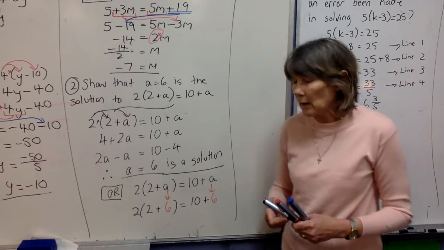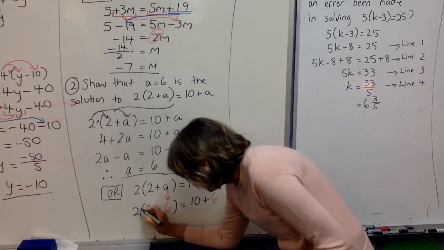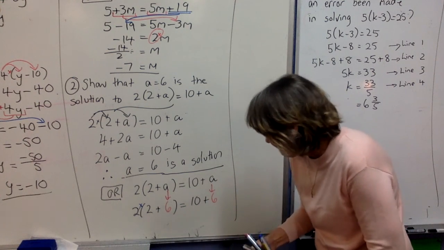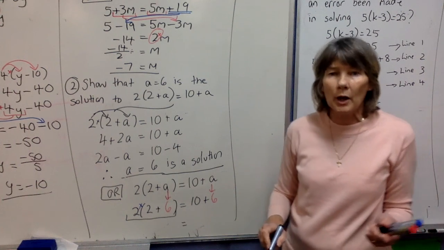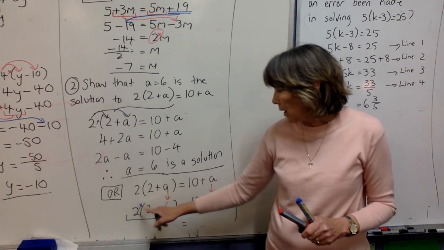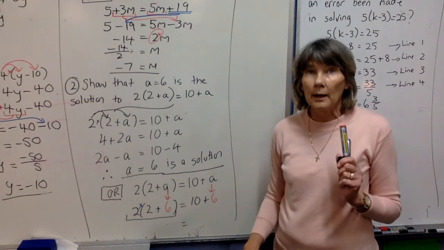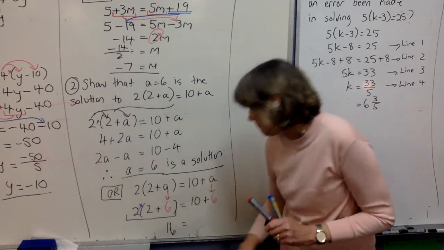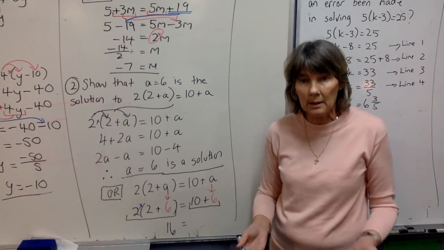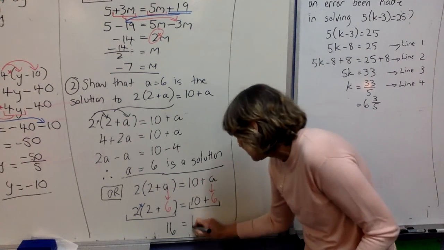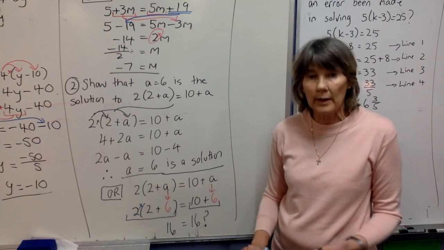Now, all you have to do now is work out the left-hand side. You can get your calculator out for this. Just go to your calculator and press in 2 times, open bracket, 2 plus 6, close bracket, equals, and it should end up giving you 16. And then over here, you're going to do the same. Go 10 plus 6, and that equals 16. So do they equal each other, the left and the right-hand sides?